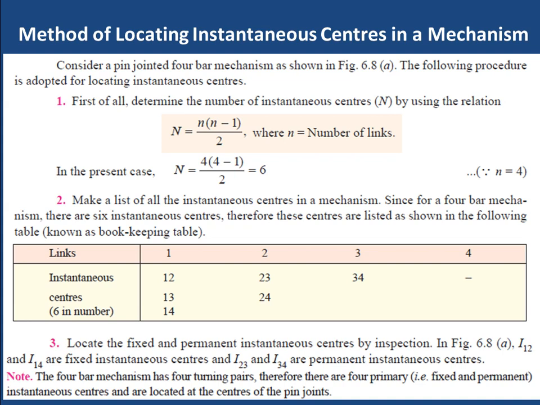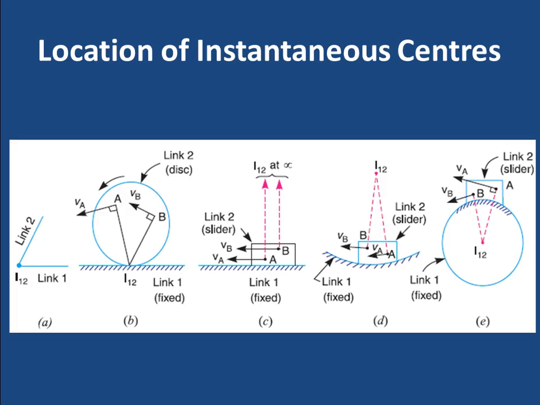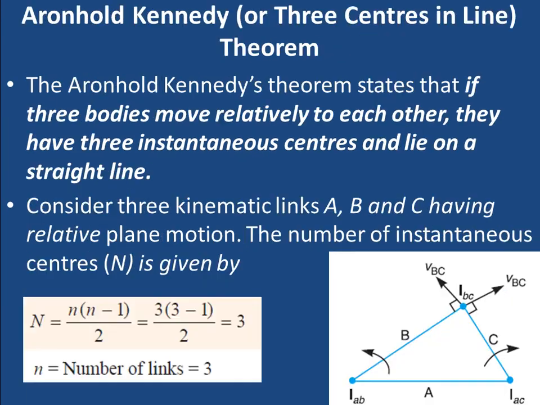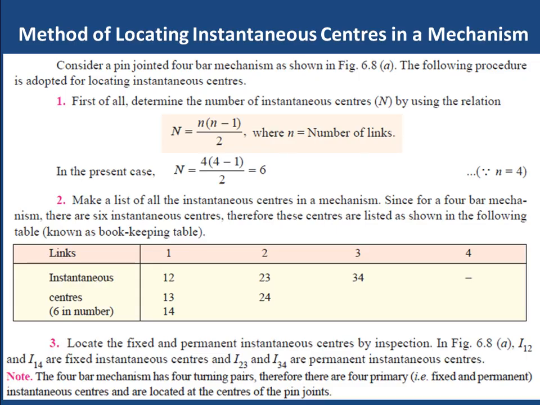So let us solve a 4-bar mechanism, the same 4-bar mechanism that we saw here. You already know what a 4-bar mechanism is. So we take the example of a 4-bar mechanism and solve this problem. First let us take the procedure for this, later we will solve the problem. The first step to solve the problem is that first you need to find out the number of instantaneous centers.